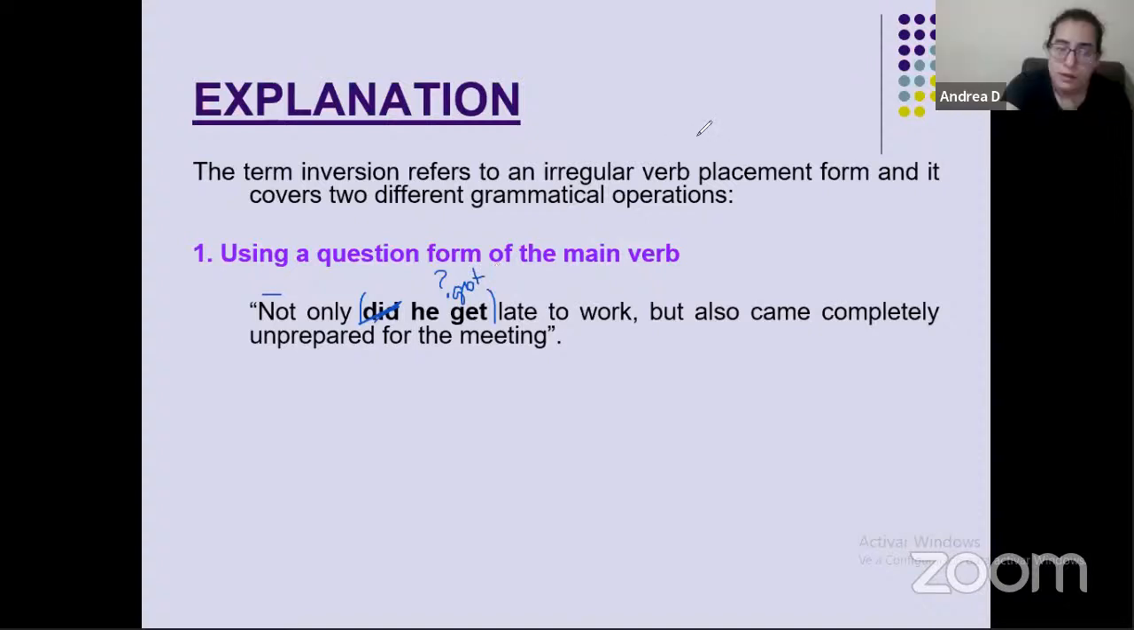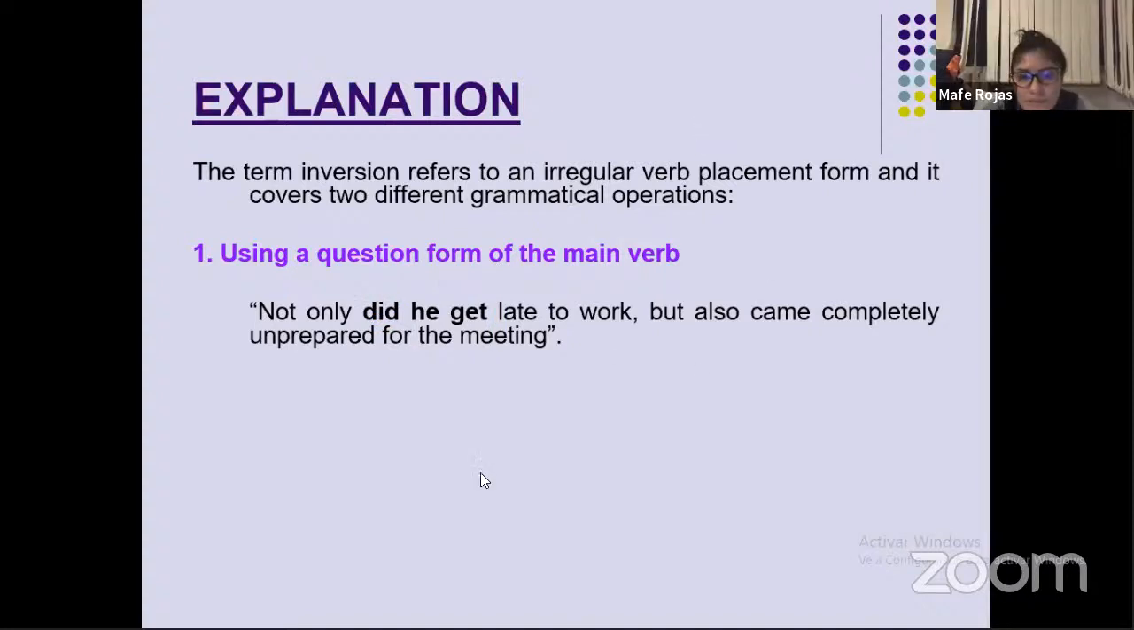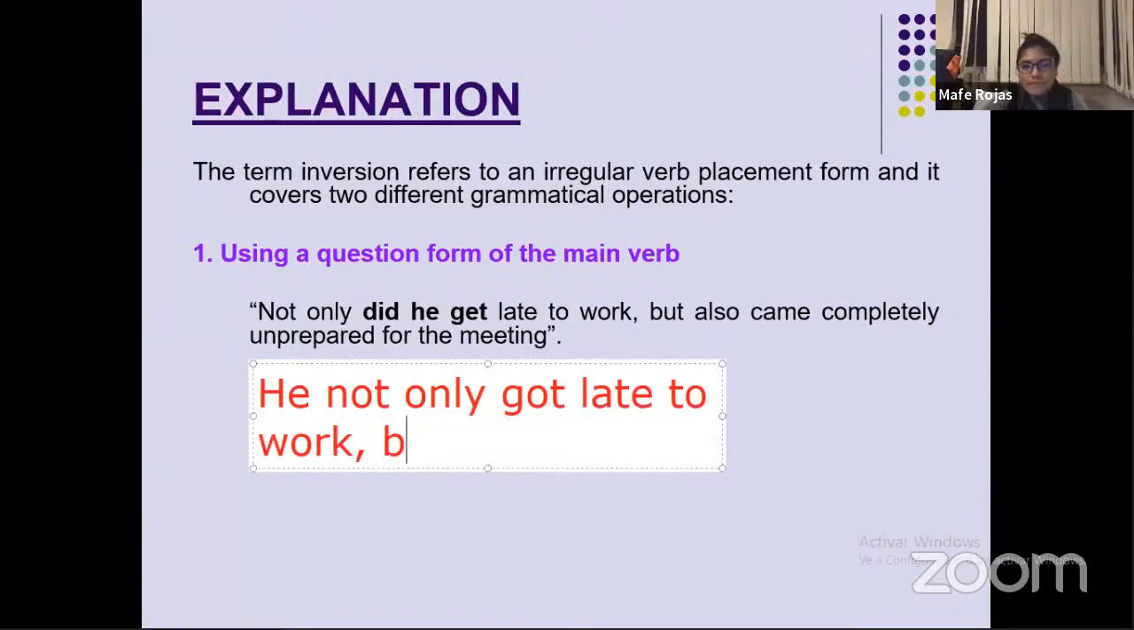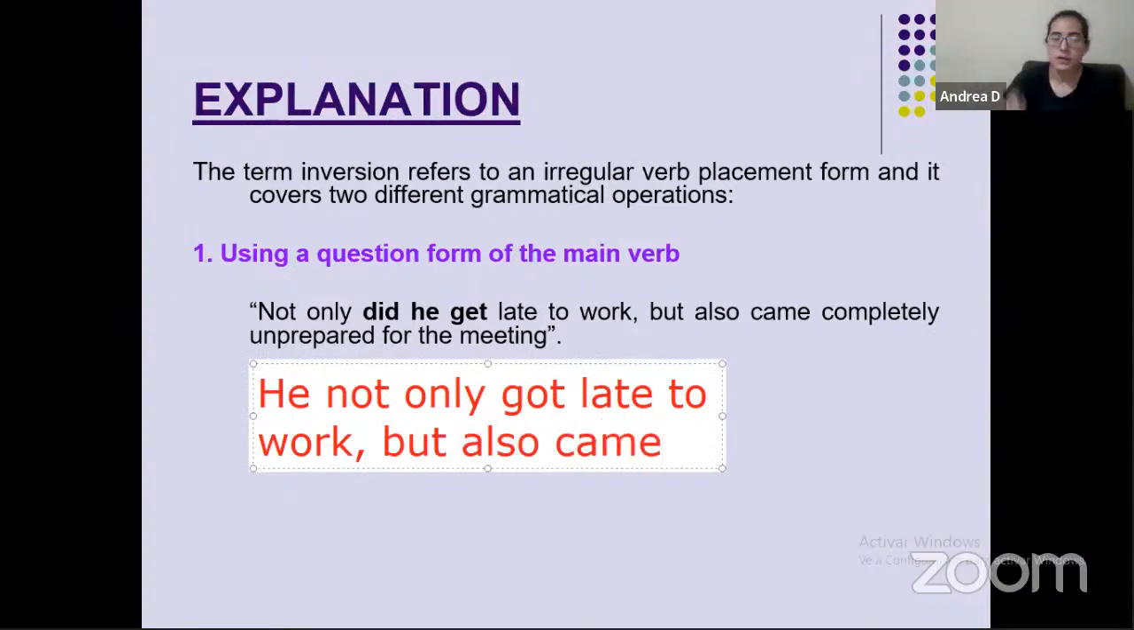Okay. So that's one of the operations we can do, inversion. The correct way to say it is "not only did he get late to work." I mean, "not only he got late to work" is not correct, right? The normal, usual way would be "he not only got late to work, but also came completely unprepared for the meeting." So that would be the usual way.